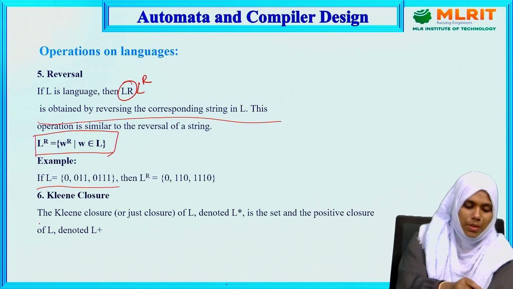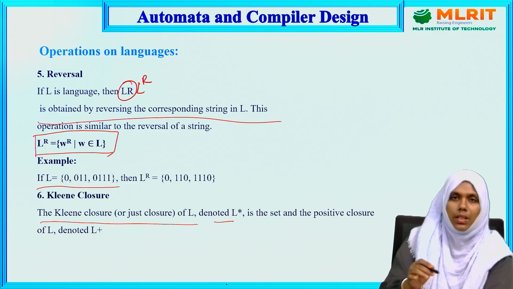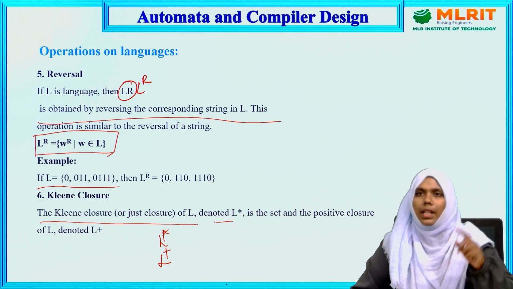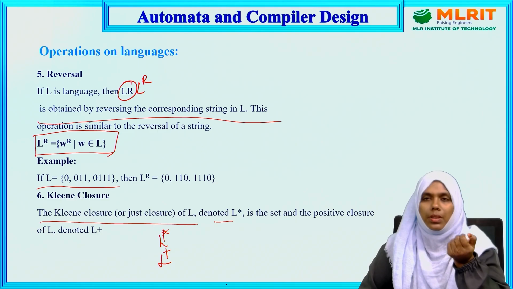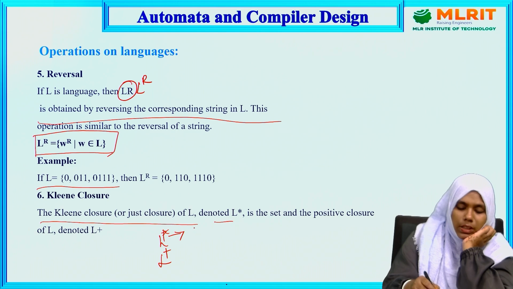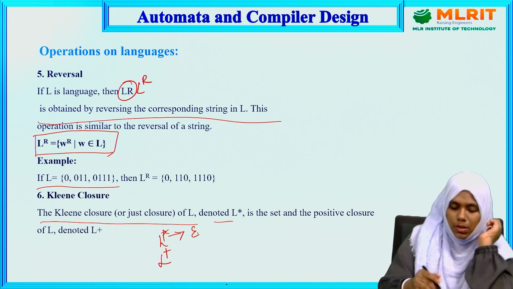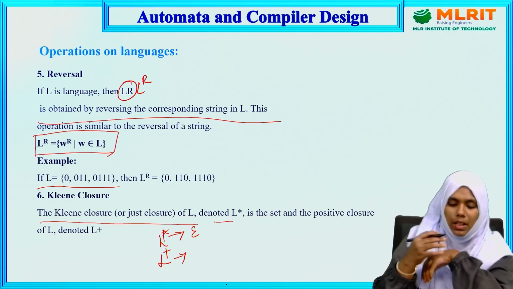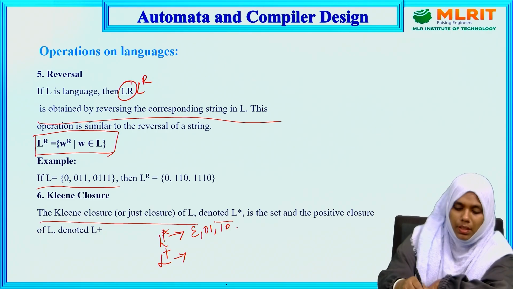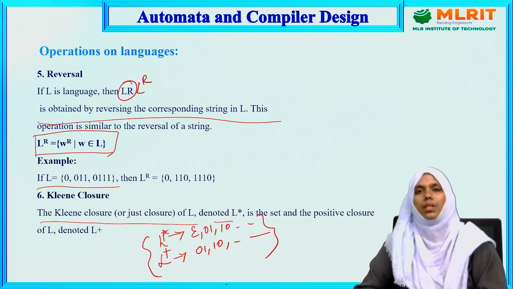The next one we are going to see is the Kleene closure. The Kleene closure is denoted by L power star, and the second is L power plus. As I already said when we defined the string operation Kleene closure, L power star consists of the null string also, and L power plus does not contain the null string. For example, if this is the language in L power star, then L power plus will be 0, 1, 1, 0, and so on. This is the major difference between L power star and L power plus.